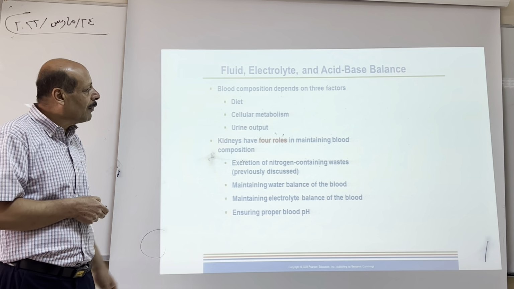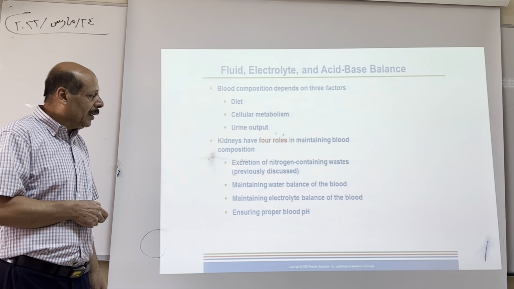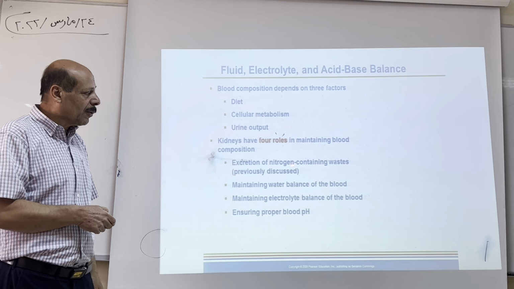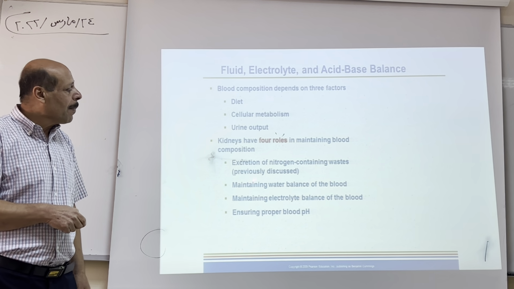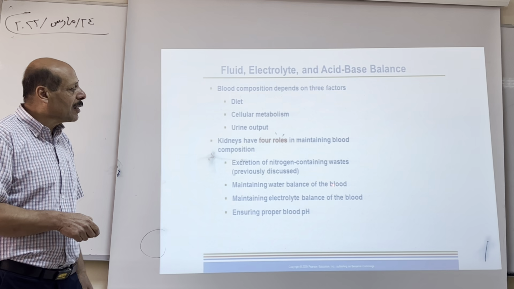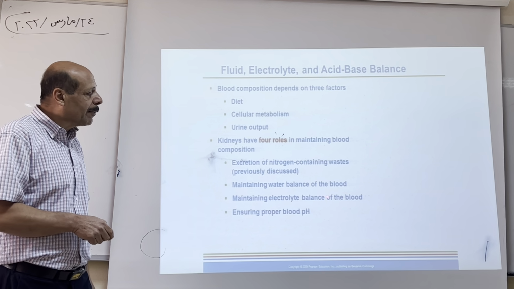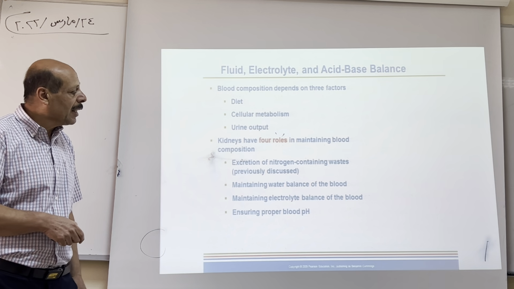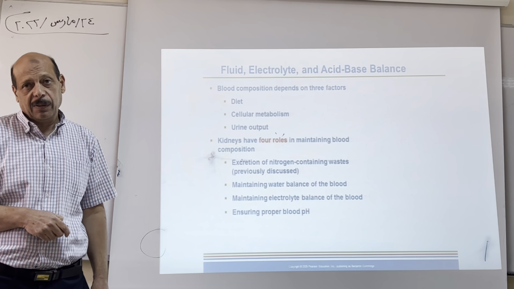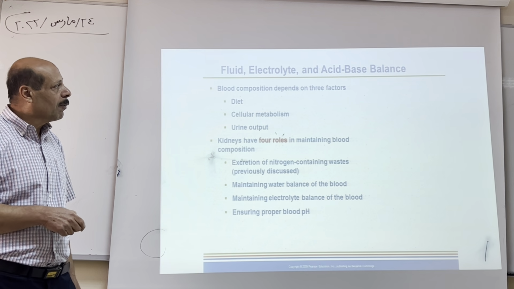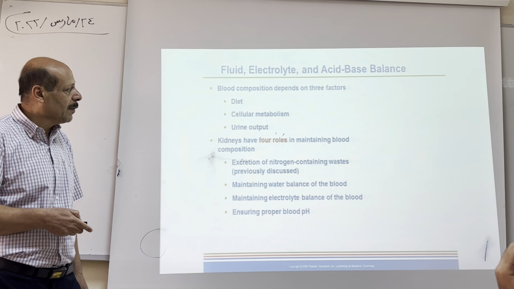So the kidney has four roles in maintaining the blood composition: excretion of nitrogen-containing waste, which was discussed previously, maintaining water balance in the blood, maintaining the electrolyte balance in our blood, and also ensuring a proper pH of our body. So those are functions of the kidney, functions of the urinary system.